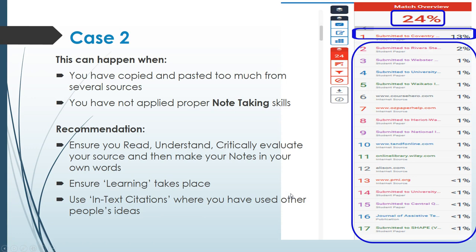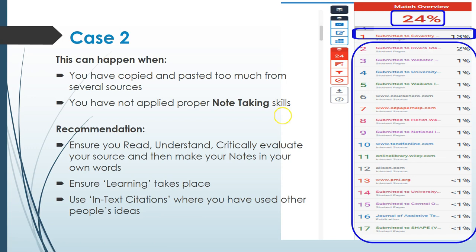So in case 2, where you have say 24% and you are relying so much on different sources, having 1% or less than 1%, or 13% on one particular source, this can happen when you have copied and pasted too much from several sources, just little chunks, and you have not applied proper note-taking skills, like I explained earlier.